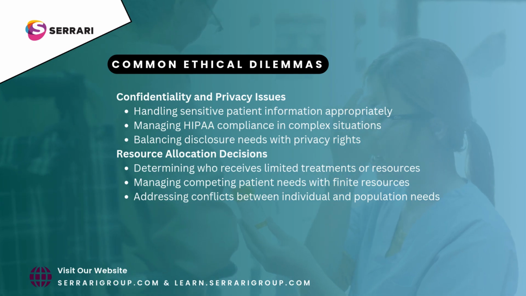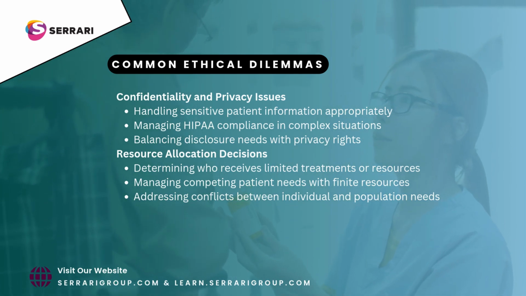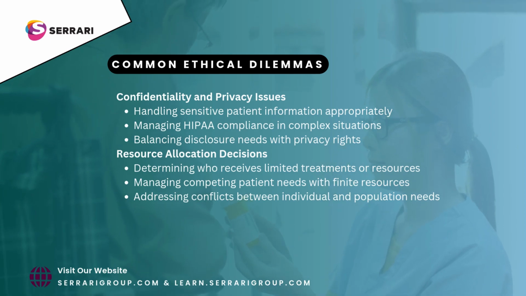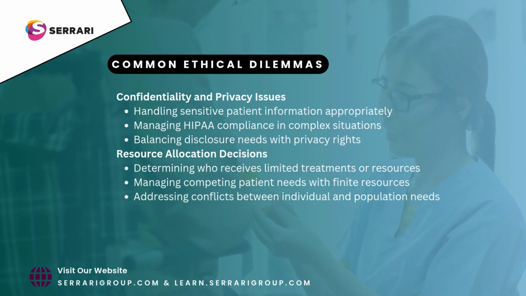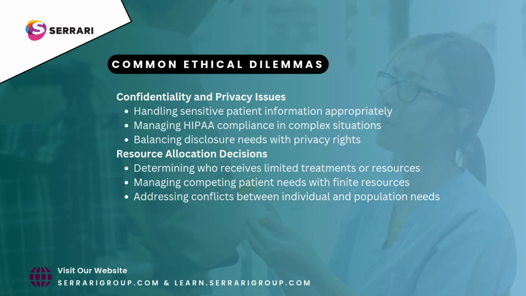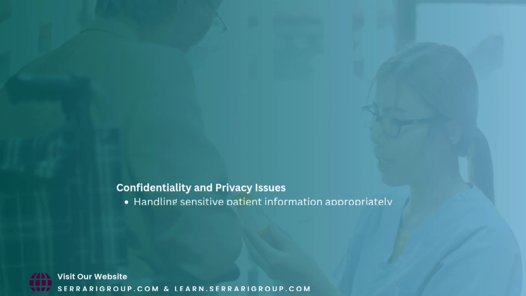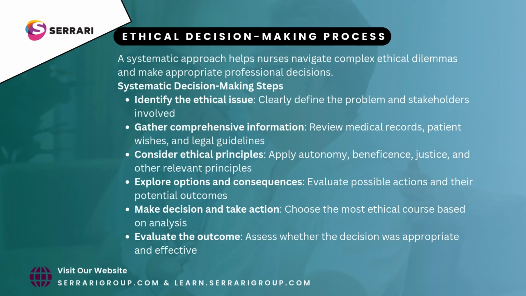Resource allocation decisions. Determining who receives limited treatments or resources. Managing competing patient needs with finite resources. Addressing conflicts between individual and population needs. Ethical decision-making process. A systematic approach helps nurses navigate complex ethical dilemmas and make appropriate professional decisions. Systematic decision-making steps. Identify the ethical issue, clearly define the problem and stakeholders involved.